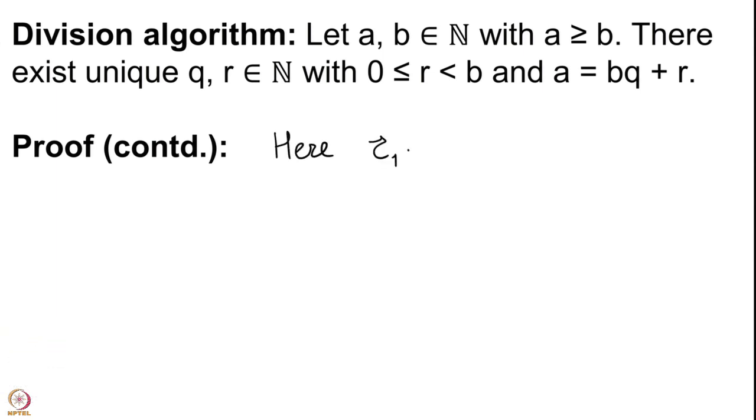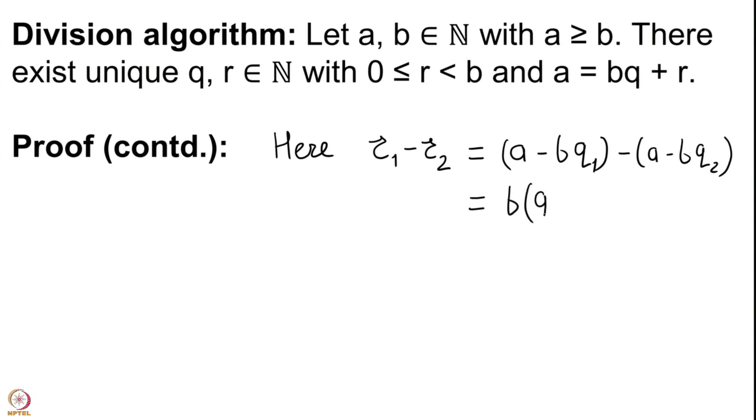Here R1 minus R2 is A. What is R1? R1 is A minus BQ1. R2 is A minus BQ2. So R1 minus R2 is B into Q2 minus Q1. In particular, R1 minus R2 is a multiple of B. But what is R1? R1 is something from 0 to B, but it does not equal B. R2 is something from 0 to B, but does not equal B.